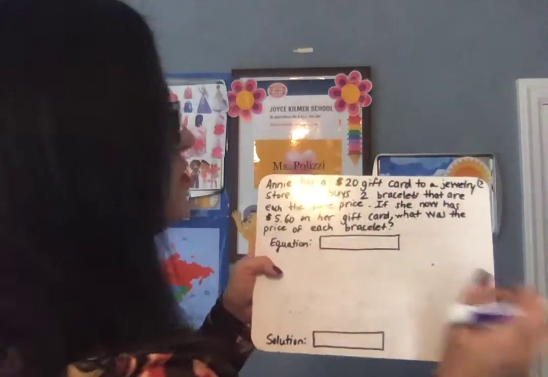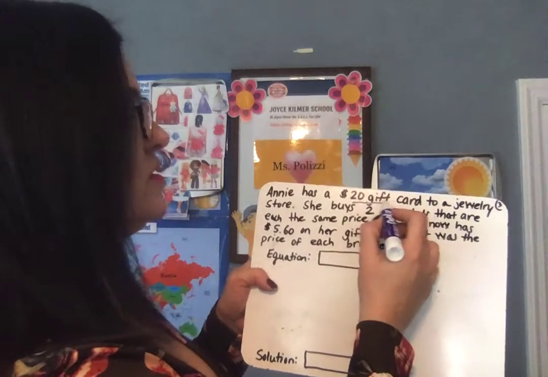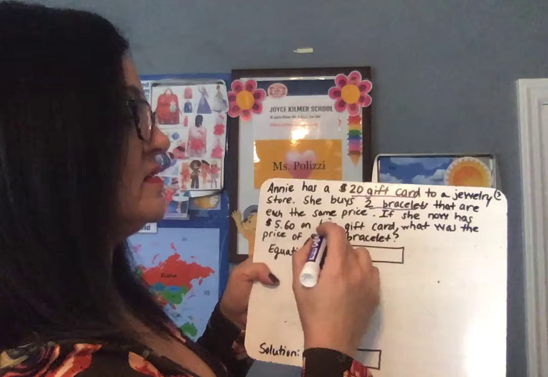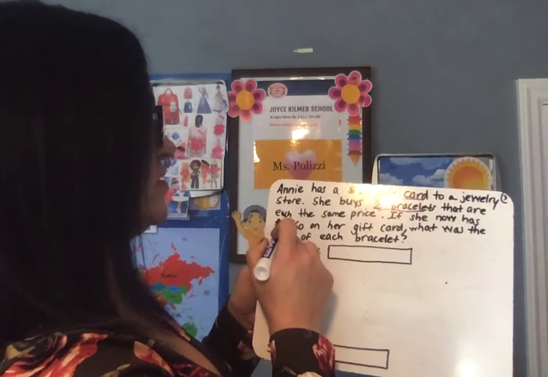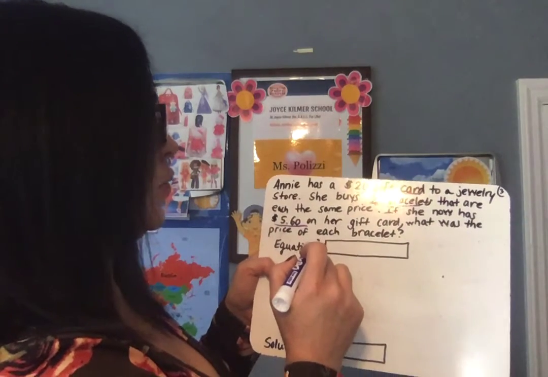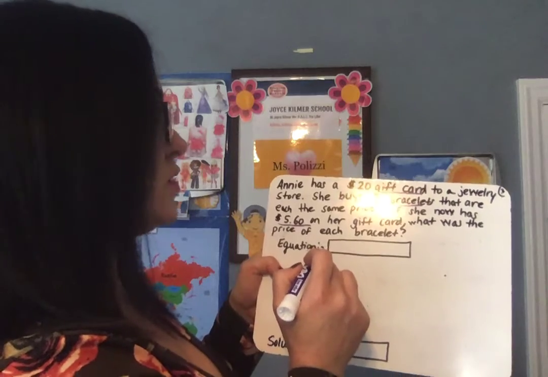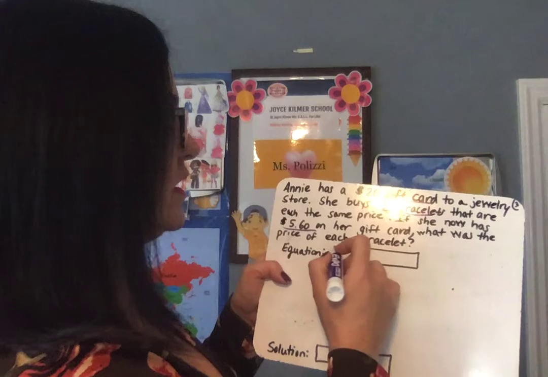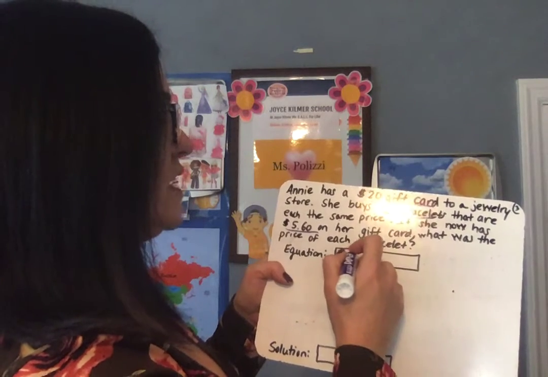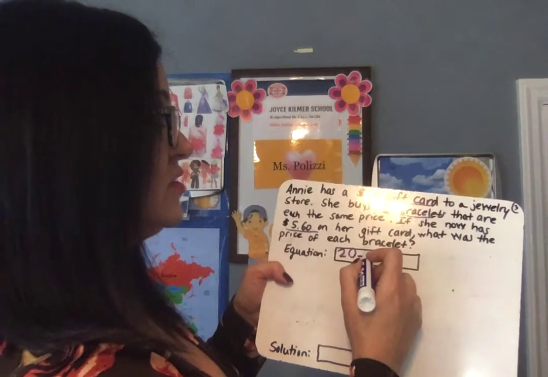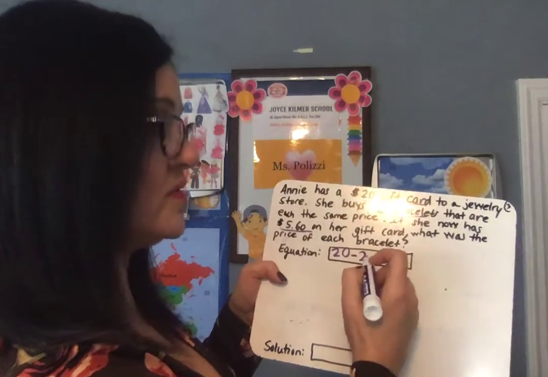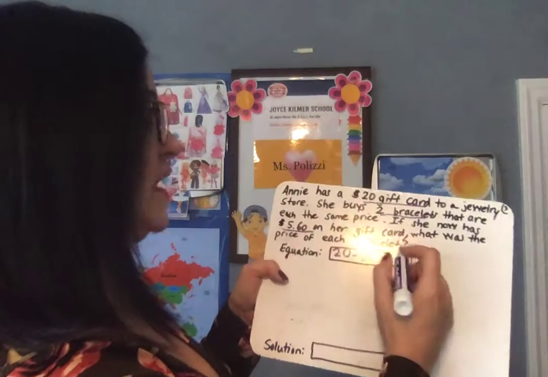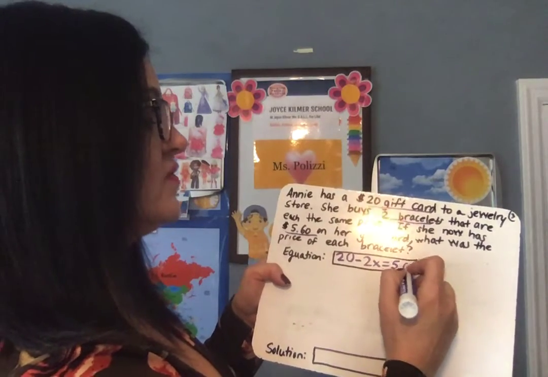So Annie has a $20 gift card to a jewelry store. She buys 2 bracelets that are each the same price. If she now has $5.60 on her gift card, what was the price of each bracelet? So the first thing that we want to do is create our equation. We know that she has a $20 gift card. Take away 2 bracelets that she buys. We don't know what the price is, so we'll say take away 2x, right, for the price, equals $5.60 that she has left on her gift card.